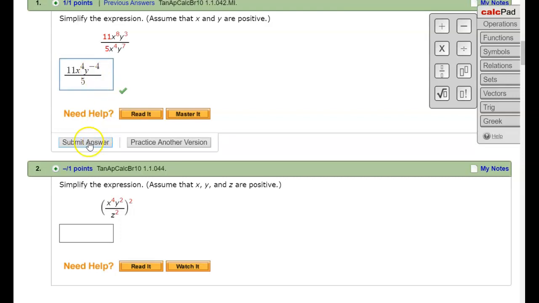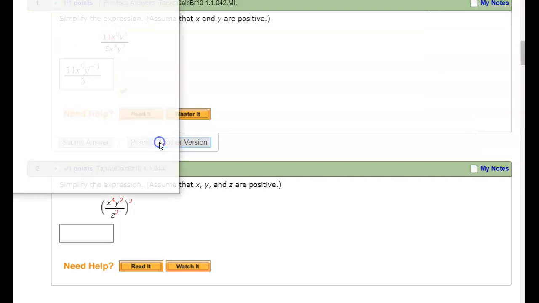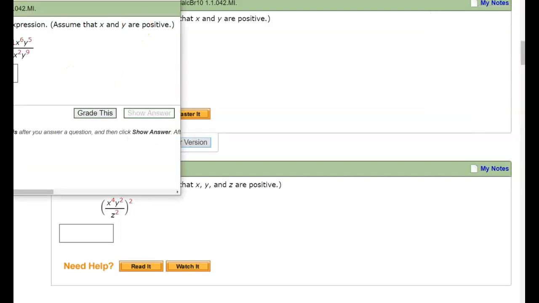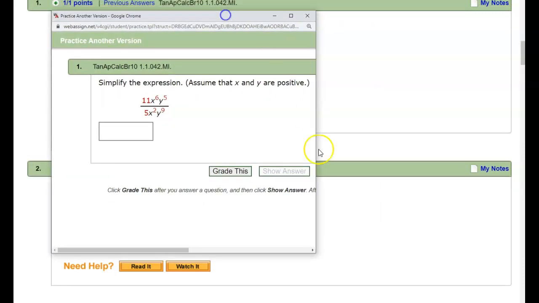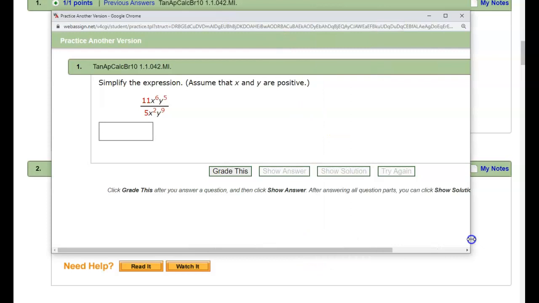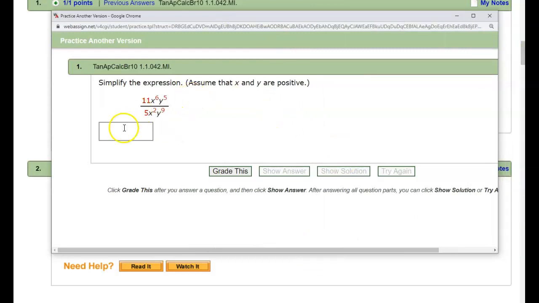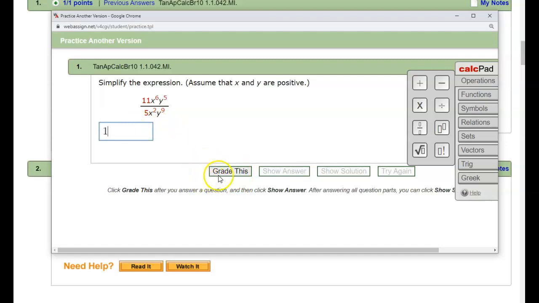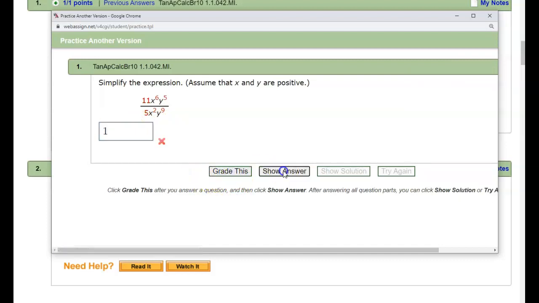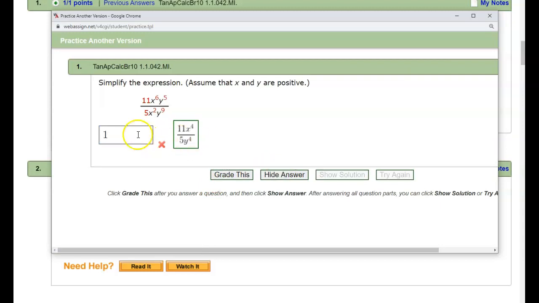Now, if I wanted to work it again, I could get rid of this and work it again. But I'm going to show you practice another version here. If you're having trouble with this, it pops out a little pop-up like this. I'm going to open it up so that we can see it. And I get another chance to try this again. So if I had trouble with this, I might come in here and try it again. But you could grade it. It doesn't like to grade this without something in here, so I could just put a number in here and grade this. It'll tell me it's wrong, and then I can show the answer. And there's the answer, 11x to the 4th.